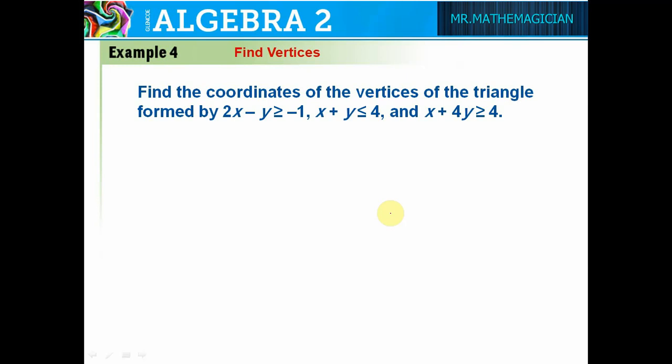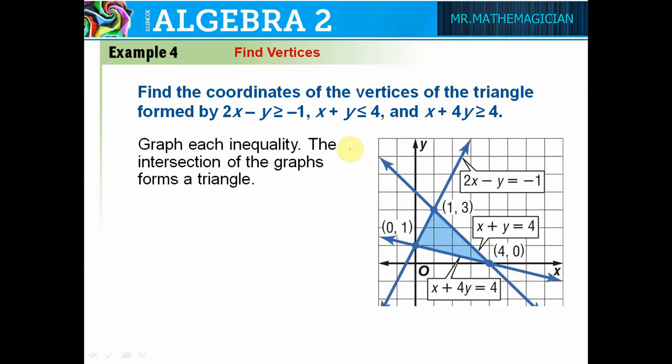Example 4. Find the coordinates of the vertices of the triangle formed by 2x minus y greater than or equal to -1, x plus y smaller than or equal to 4, x plus 4y greater than or equal to 4. Graph each inequality. The intersection of the graphs forms a triangle.